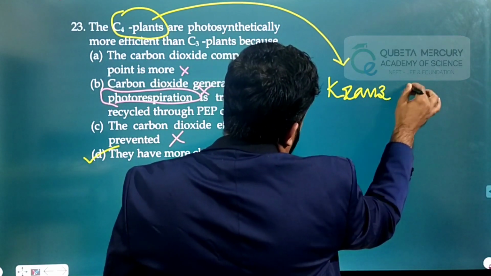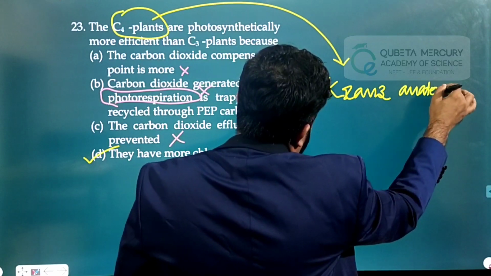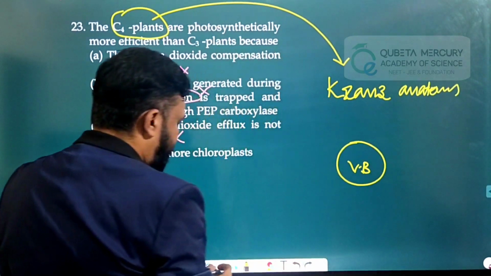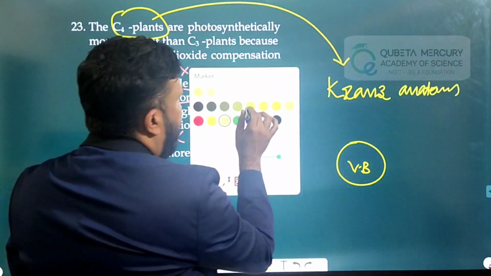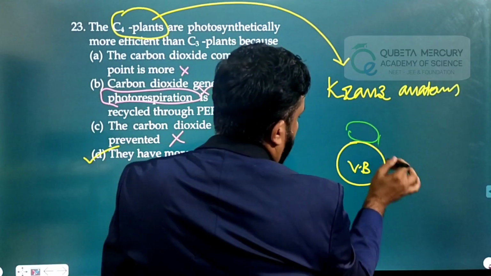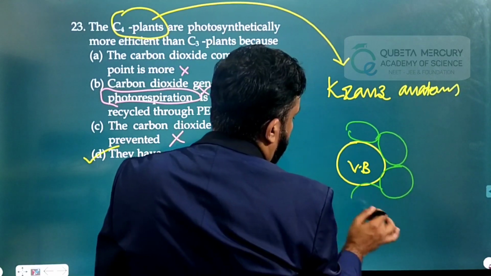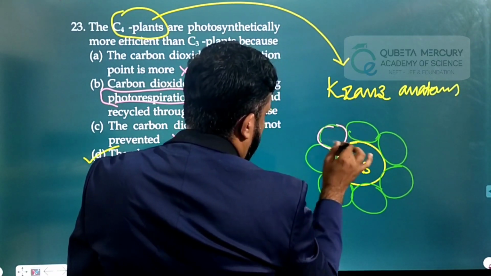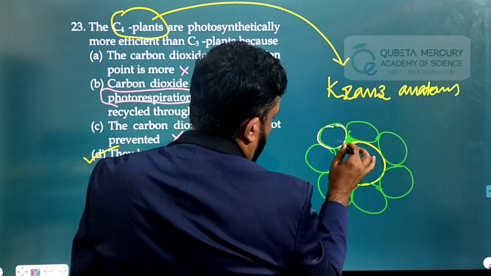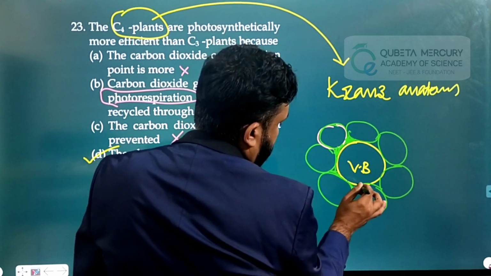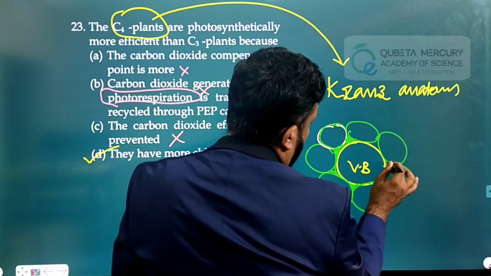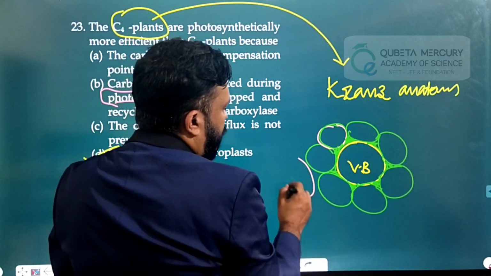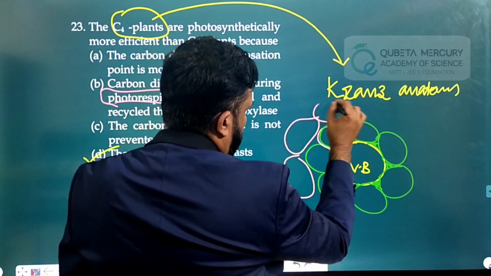In Kranz anatomy, the central vascular bundles are surrounded by specialized bundle sheath cells. Right? Around these vascular bundles, there will be bundle sheath cells. They are arranged compactly, without intercellular spaces, with more chloroplasts. And even beyond them, they have the normal mesophyll cells also.